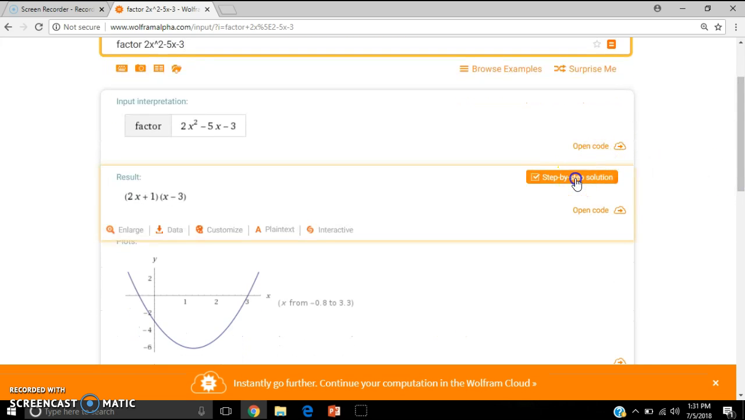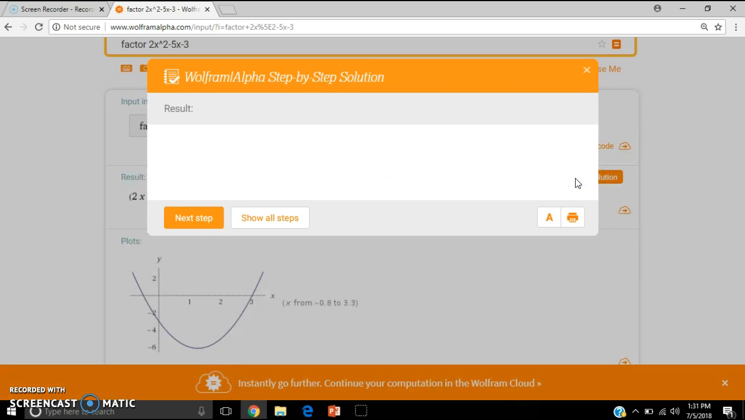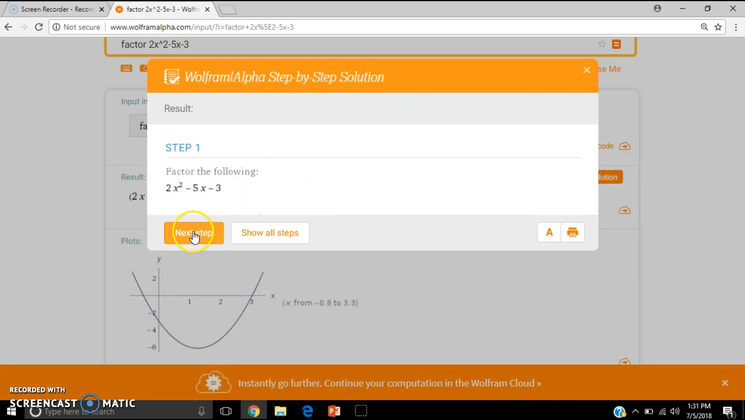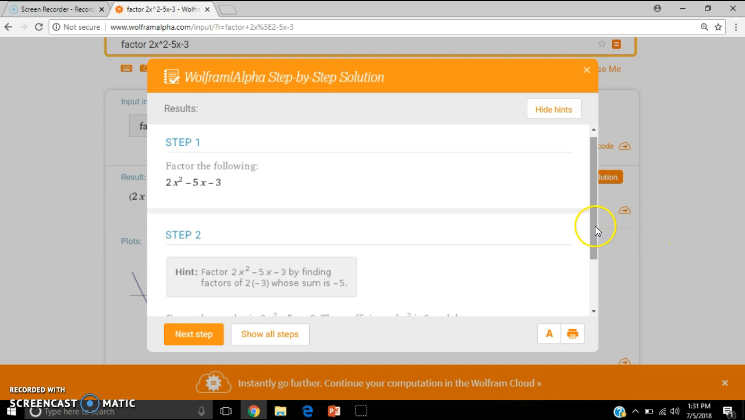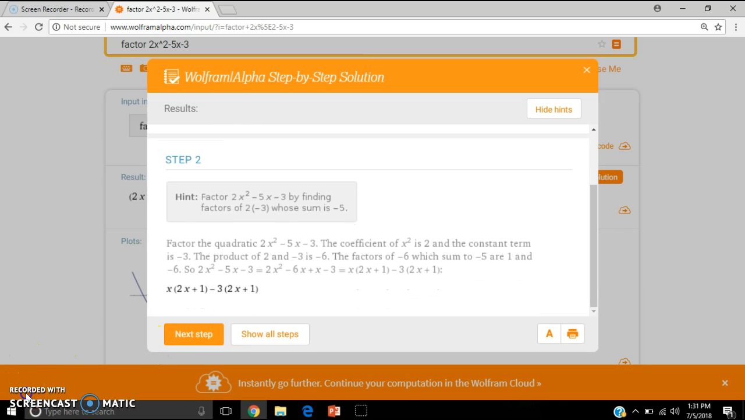I can use the step-by-step solution. And I can move to the next step. And I get hints that can direct students to solve the problem or to factor the polynomial by themselves. And I believe that reading the hints here in the step-by-step feature is very interesting for students so they can understand and practice factorization.